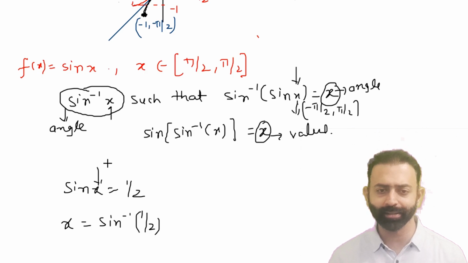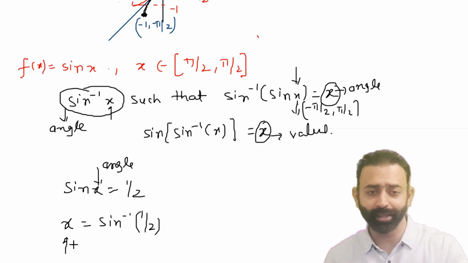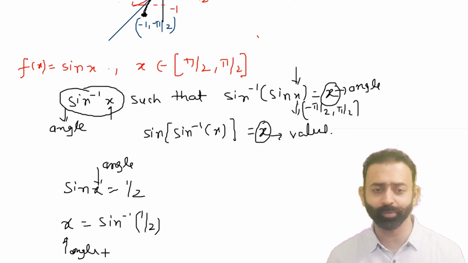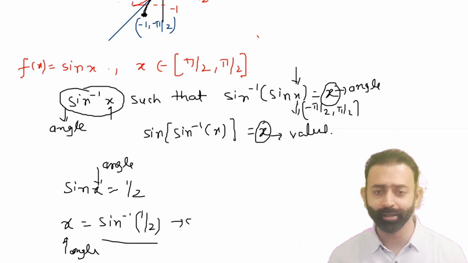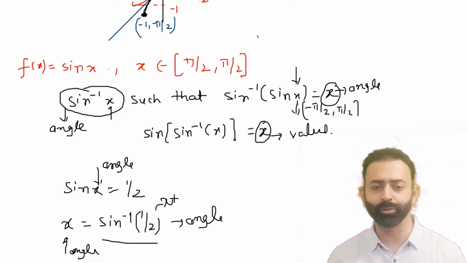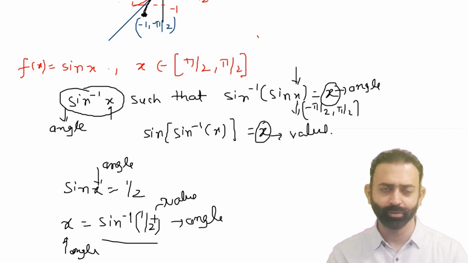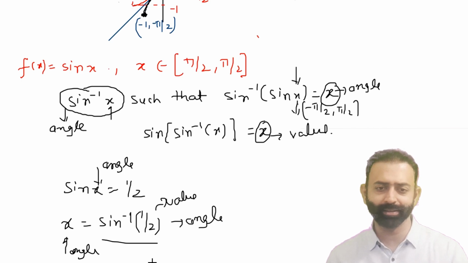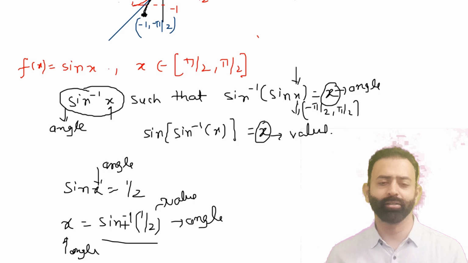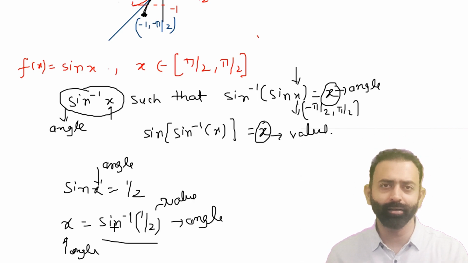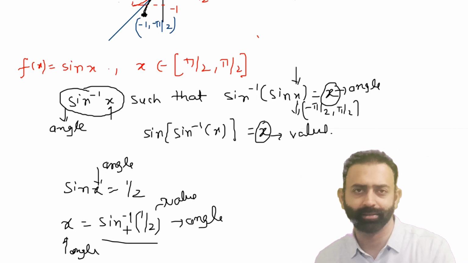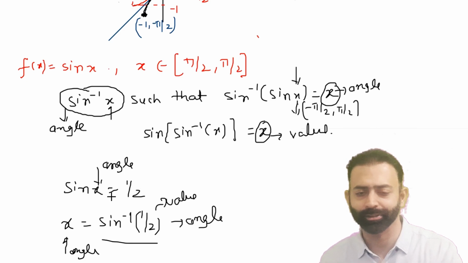So here this x is the angle, so this should also be an angle, meaning sine inverse half is an angle, and the input to sine inverse is the value. Input to the sine inverse is the value, right? So we read sine inverse x as: the sine at what angle will give the value x. That is the meaning of sine inverse x.